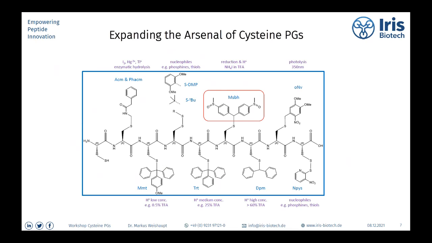At Iris Biotech, we have also worked with academia on expanding the arsenal of cysteine protecting groups. One such protecting group is the MSBH group, which Iris Biotech actually commercialized. Before that, it was only known in academic circles.